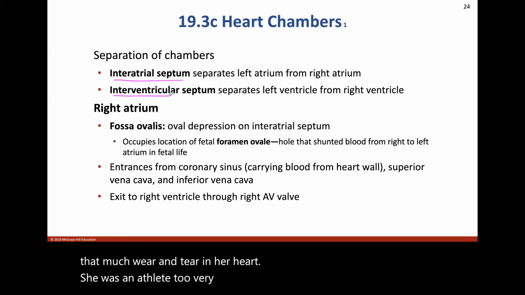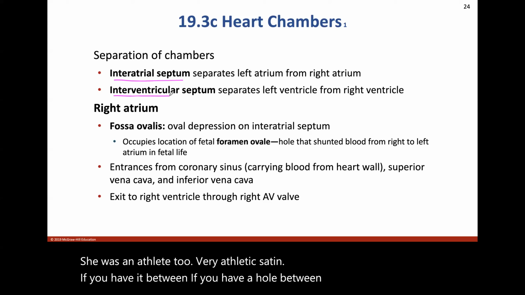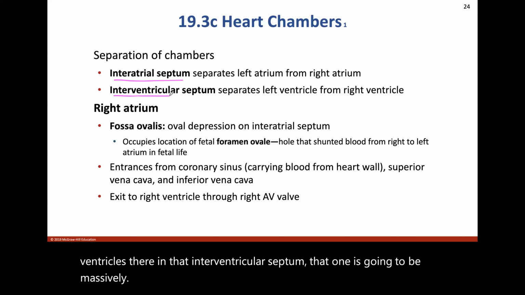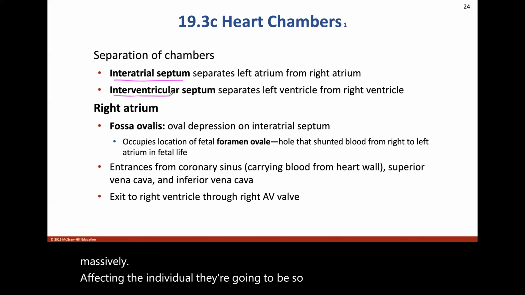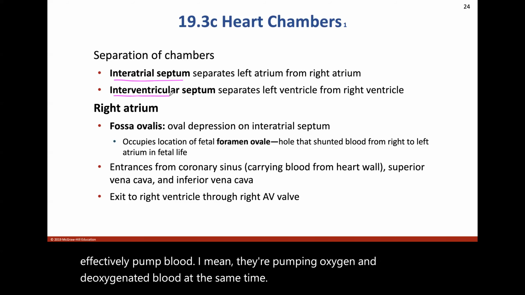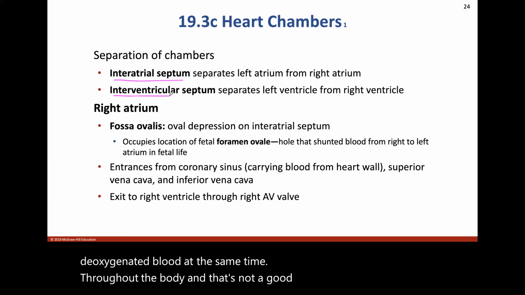Sad. If you have a hole between the two ventricles in that interventricular septum, that one's going to be massively affecting the individual. They're going to be so tired. They're not going to be able to effectively pump blood. I mean, they're pumping oxygenated and deoxygenated blood at the same time throughout the body, and that's not a good thing coming out of that left ventricle.